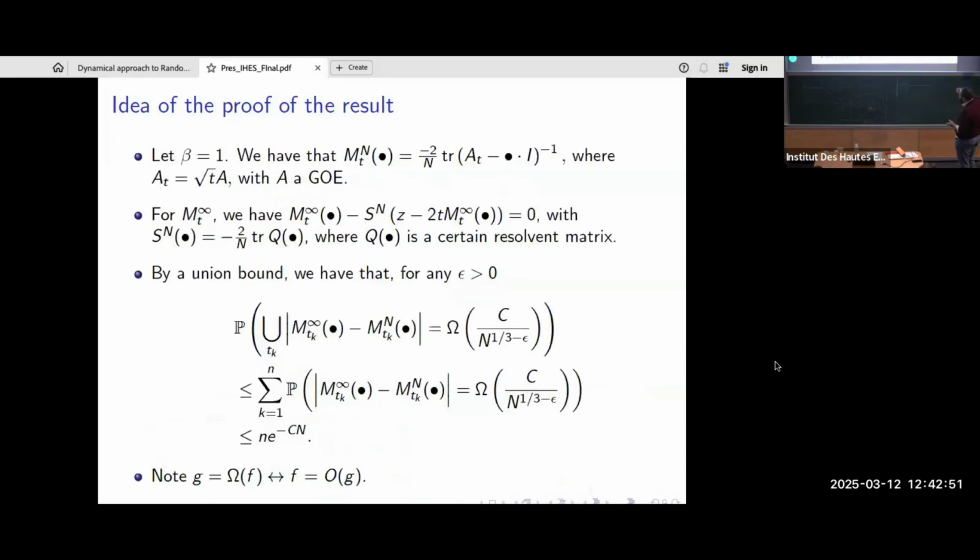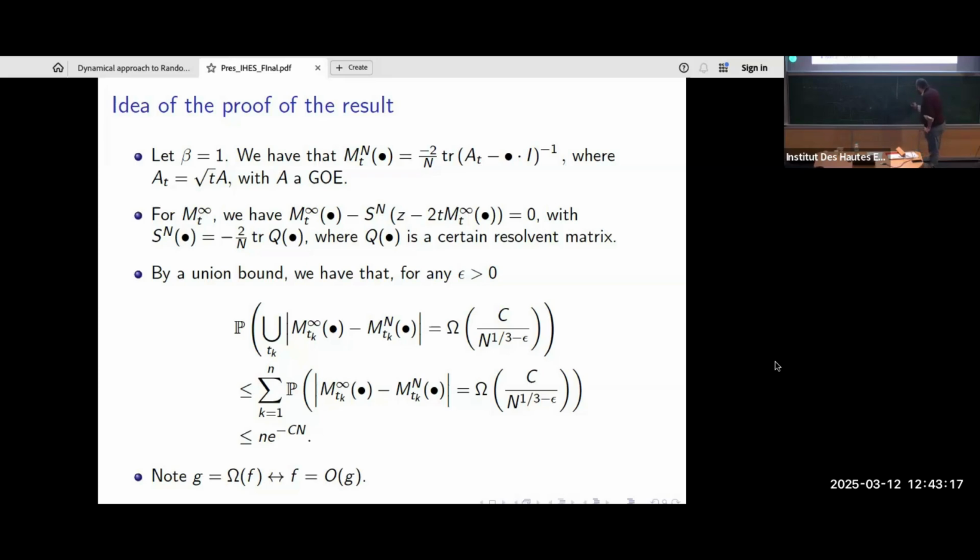So what is the real machinery? I just fixed beta equal to 1; beta equal to 2 is the same. So I have M_t^N. M_t^N, I remind you, is this term. So this is what I call M_t^N. If you think about it carefully, you can think about it as a Stieltjes transform. This is something to do with random matrices now.